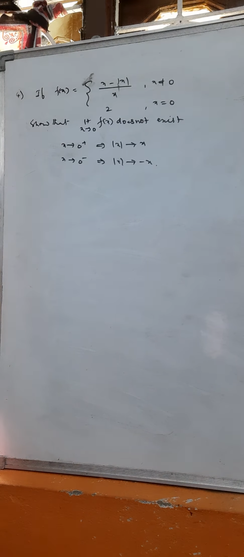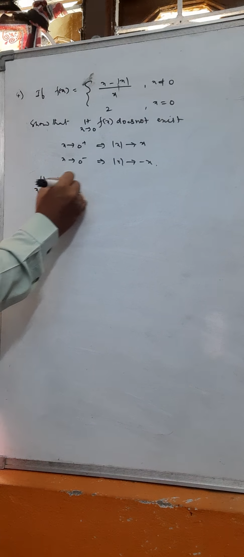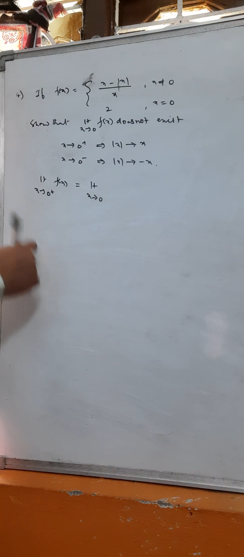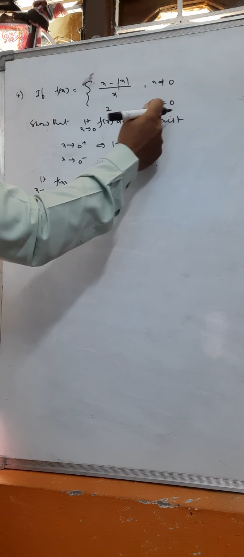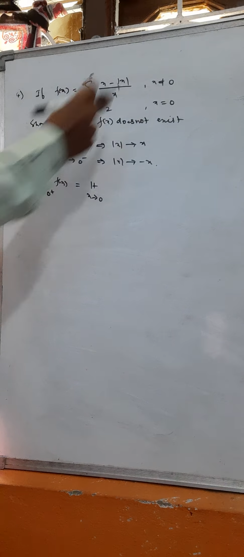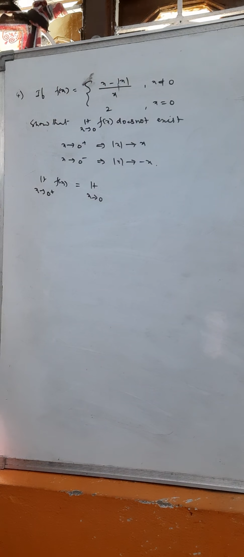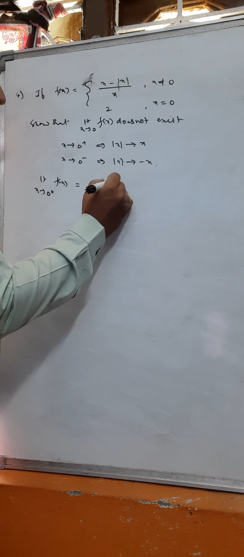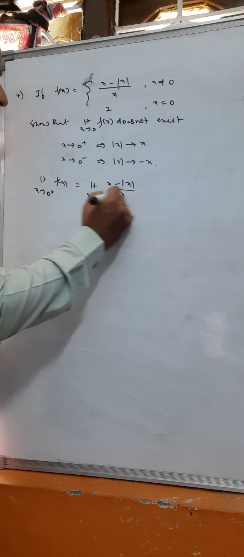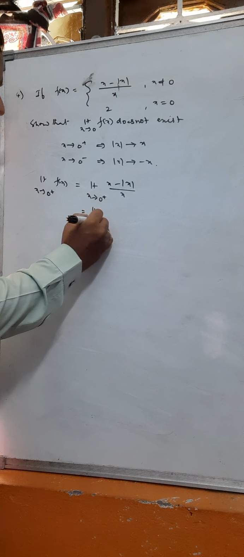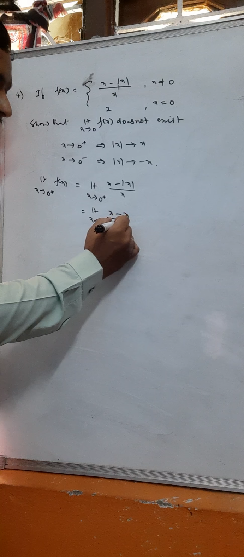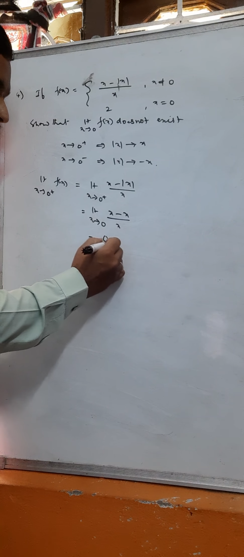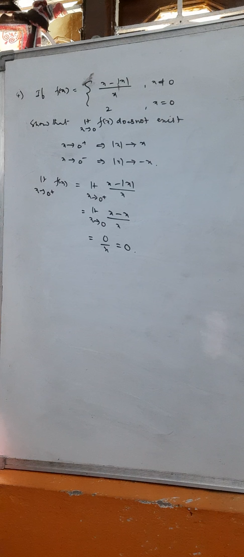Let me see limit x tends to 0 plus f of x. Here f of x for x not equal to 0, x minus mod x by x. For 0 plus, mod x is equal to x, so we get x minus x by x, which is 0, and 0 by x we will get 0. So limit x tends to 0 plus f of x equals 0.